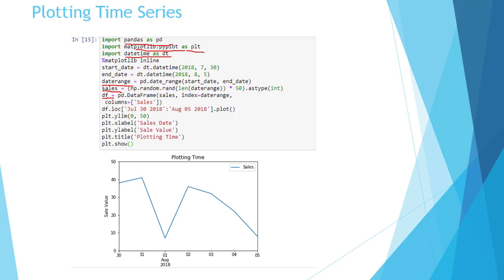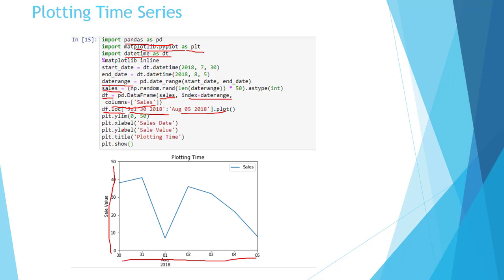After that, we have created the data frame using the pandas.DataFrame function, in which we have given the sells as the data, the index as the date range, and the name of the column is given as sells. So our data frame is created using the random function and the date range function. After that, we have plotted this using df.loc, in which we have specified our starting date to the ending date, and after that the dot plot function is called. So on the x-axis dates are given, and for the y-axis we have specified the limit as 0 to 50. The y-axis is the sells value, which we have specified as 0 to 50.